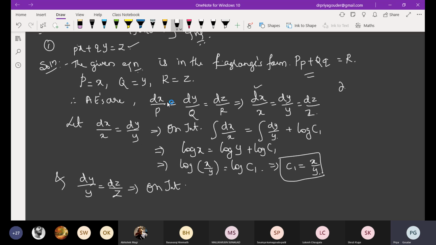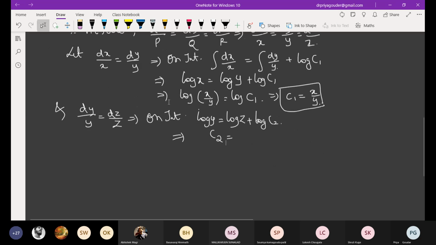So what is to be applied? Integration. What is the integration of 1 by y? I'll write directly with respect to y. Log y is equal to log z, since the integration of 1 by z is log z. What is to be added? Log c2. If you do all this simplification, what is the value of c2 you'll get? y by z. I'm writing a little step directly.